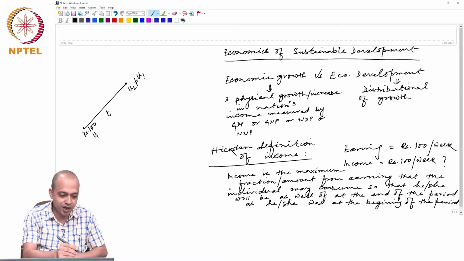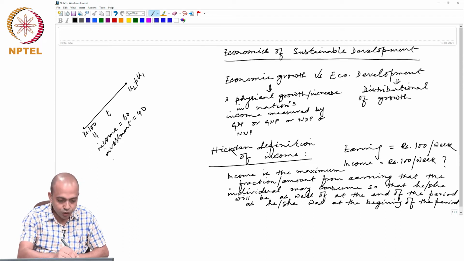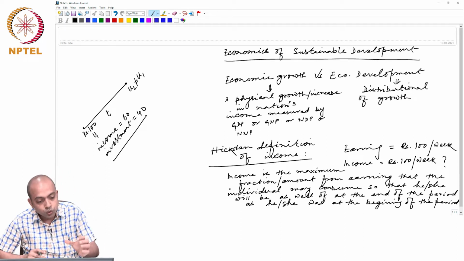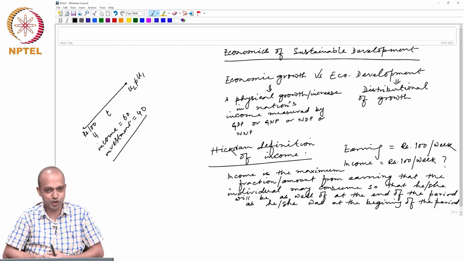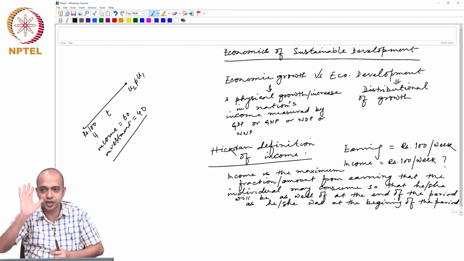So, if earning is 100, let us say, the income would be 60 and investment equals to rupees 40. These 40 rupees of investment will further generate future income, so that we will ensure our future consumption. So, investment is required to ensure future consumption.